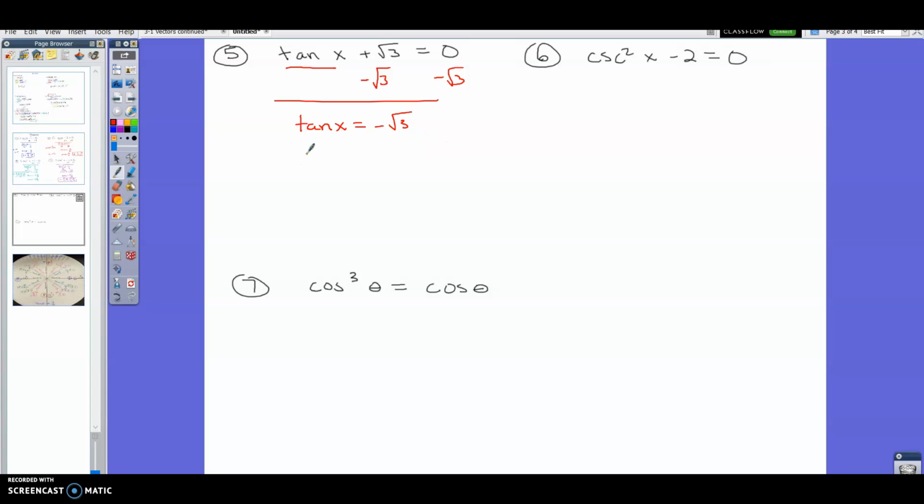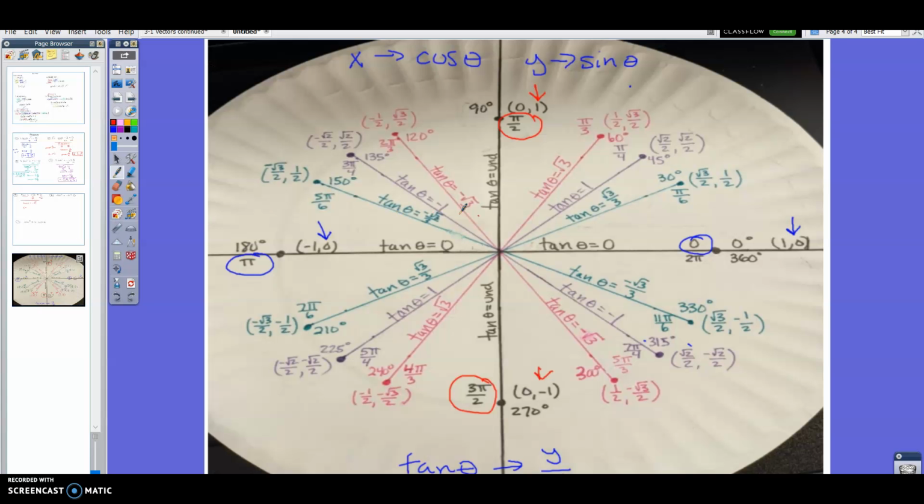3. So on these, we can use our unit circle, because we already have the tangent values written on there. So we're looking at basically where do we have tangent of theta equal to negative square root of 3. So here's the positive one, and here's the negative one, so that happens at 2 pi over 3. And the other one happens over here in quadrant 4 at 5 pi over 3. So those are our answers.